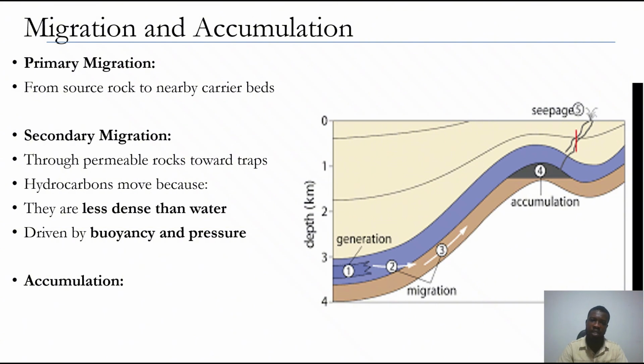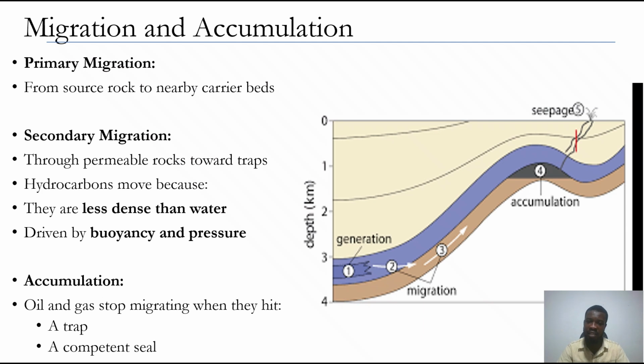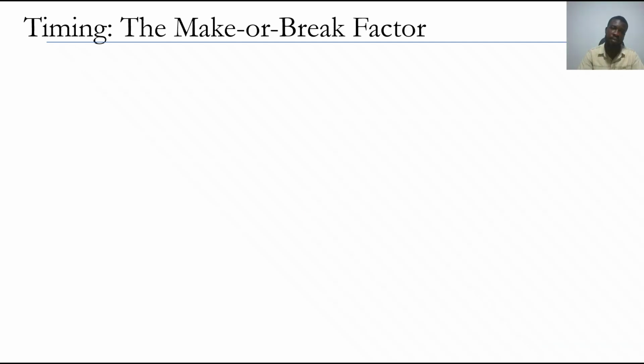I'll talk about accumulation. Now, when the oil or the hydrocarbon gets to the reservoir, it's going to keep moving until it meets a trap. And when it meets a trap and a seal, the hydrocarbon will keep accumulating. And so, for oil and gas to stop migrating, they have to meet a trap and also a competent seal. If the seal fails, you're going to lose your hydrocarbon because it's going to keep migrating into further formations.